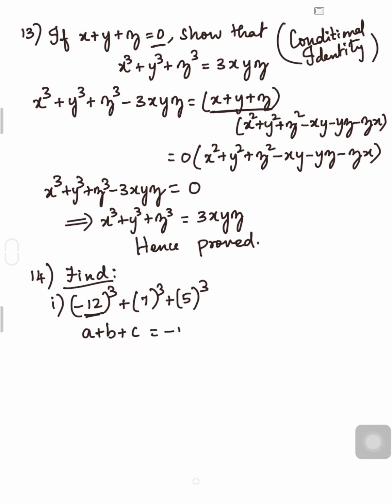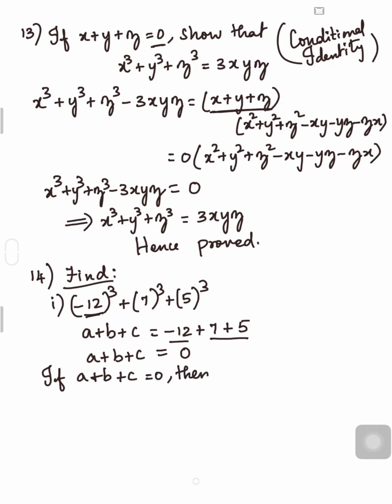So what is a here? Minus 12 plus what is b? 7 plus what is c? 5. So it is minus 12 plus 12 is equal to 0. So we got a plus b plus c is equal to 0. You know, if a plus b plus c is equal to 0, what is the identity? The conditional identity. What is that? A cube plus b cube plus c cube is equal to 3abc.